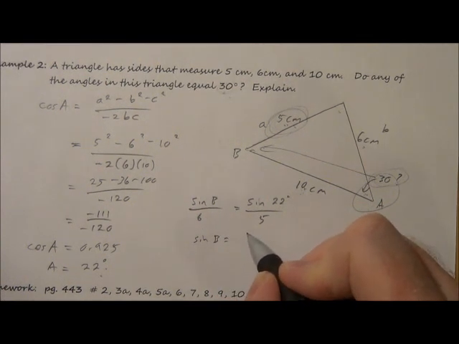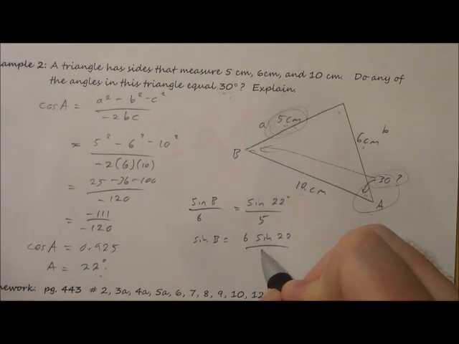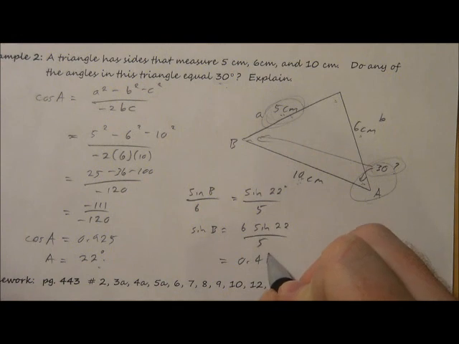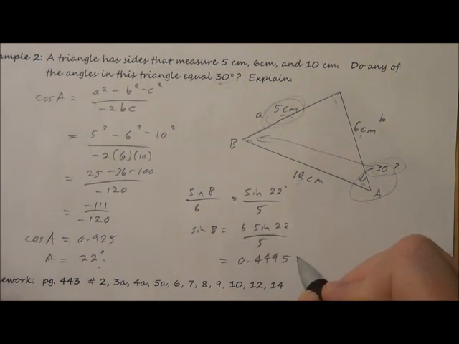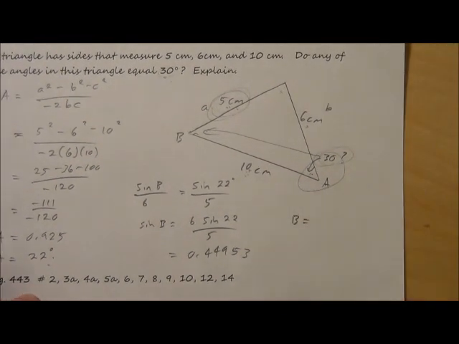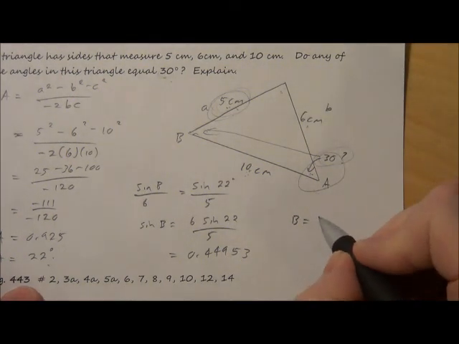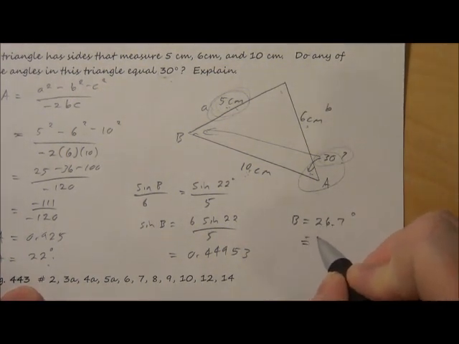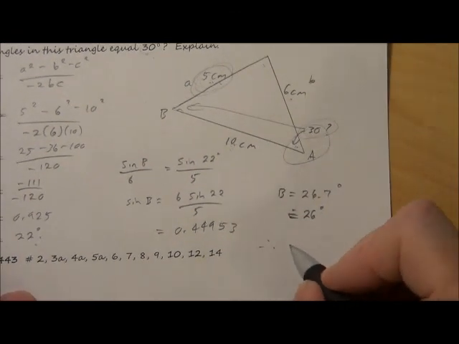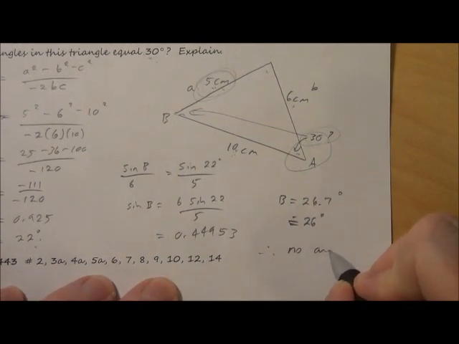So sine of B is 6 sine 22 over 5. I will calculate that. We get 0.44953. And then I'll just take the inverse sine of both sides here. So angle B is 26.7 degrees, or roughly 26 degrees. So therefore, we can conclude that no angles are 30 degrees.